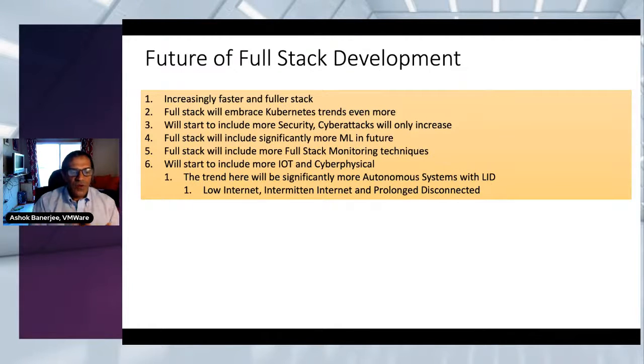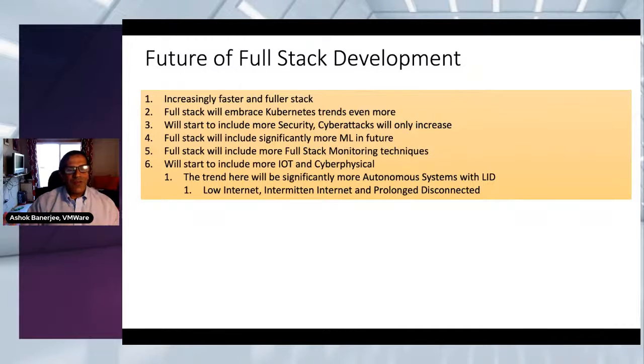Massive number of systems, remotely controllable, remotely addressable, leads to more cyber attacks, as well as way more power in the system. The trends here, I expect, will be significantly more autonomous systems with LID as a part of it, as a corollary part of it. LID being low internet, intermittent internet, and prolonged disconnected. Increasingly, as the cloud becomes the brain, we have to start to consider what happens to systems when they're disconnected from their brain. Full stack has been a trend on a tear away, and I expect it very much to continue.